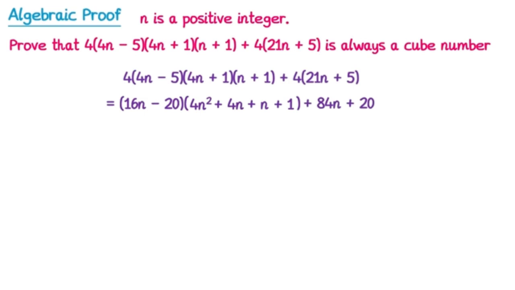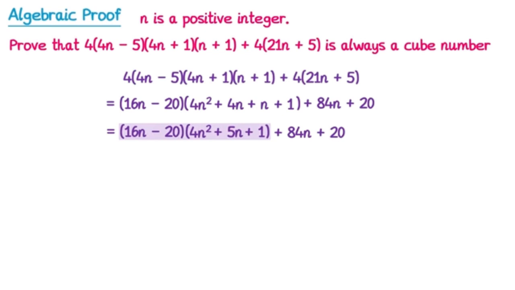Then if we keep the first bracket the same, so 16n minus 20, inside this bracket we could simplify: 4n plus n is 5n. So inside that bracket we have 4n squared plus 5n plus 1, and then plus 84n plus 20. We're now going to expand out these brackets. So we need to multiply everything in the first bracket by everything in the second bracket. To do this, I'll multiply 16n by all of the terms in the second bracket, and then negative 20 by all of the terms in the second bracket as well.